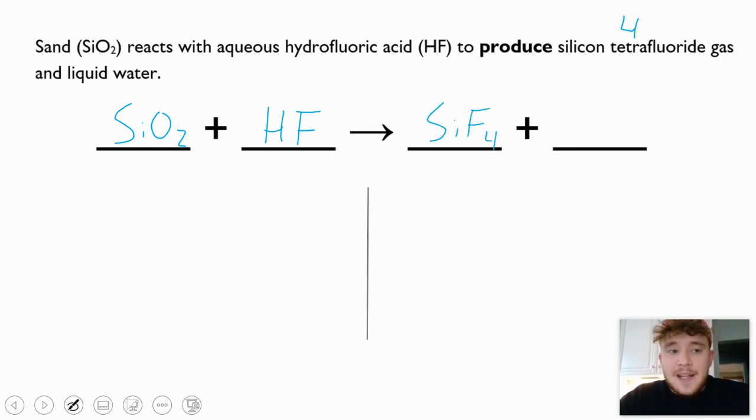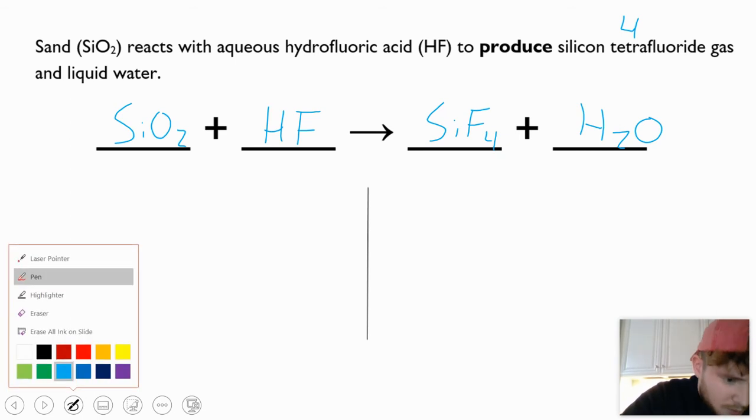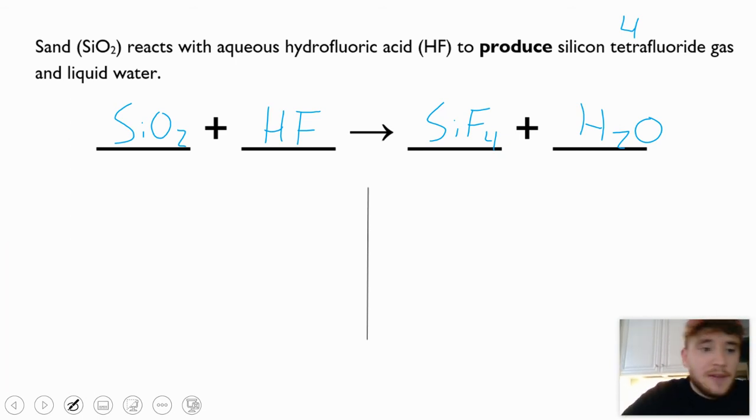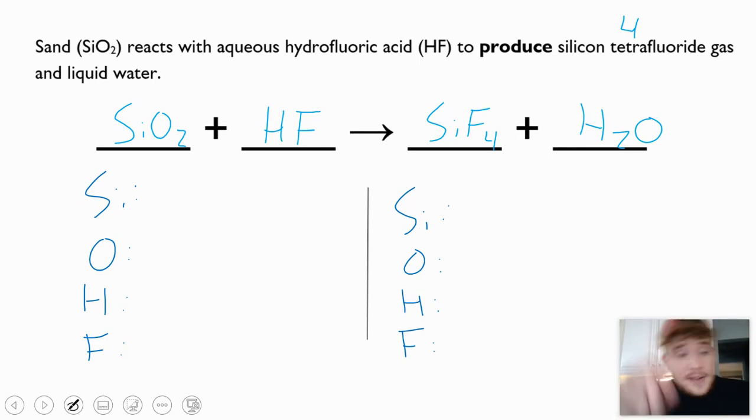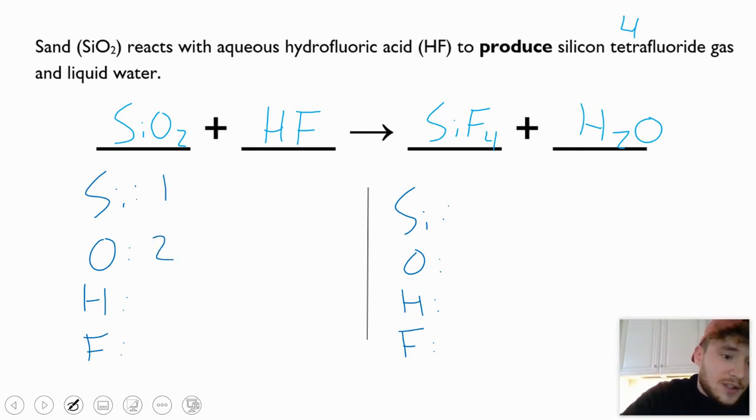And then lastly, it says it produces liquid water. Hopefully by now you should know the formula for water, and that's just H2O. All right, so now what we do is count how many atoms we have on each side. We've got silicon, oxygen, hydrogen, and fluorine. And do the same on the left in the same exact order. On the left, I've got 1 silicon, 2 oxygen, 1 hydrogen, 1 fluorine. On the right-hand side, I've got 1 silicon, 1 oxygen, 2 hydrogen, 4 fluorine.